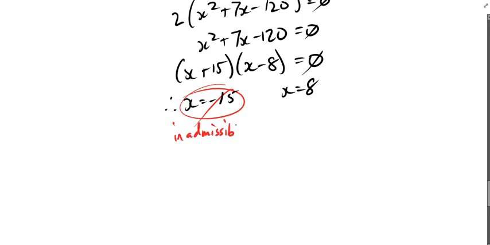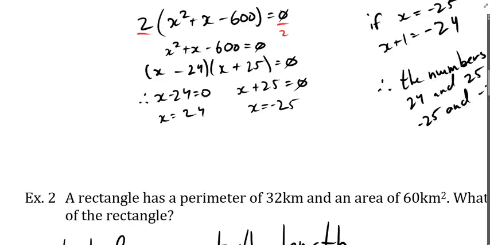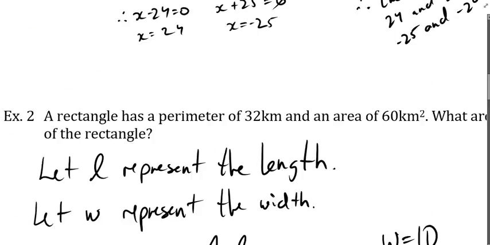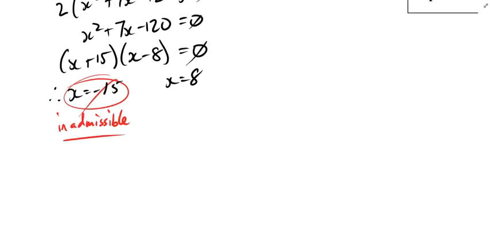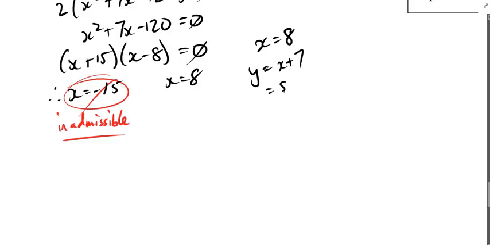Inadmissible. This does not mean that every negative answer is inadmissible. It's inadmissible because it's a length. Sometimes negative answers are inadmissible, sometimes they are not. Sometimes positive answers are inadmissible. You've got to think. So if x equals 8, y is x plus 7, 8 plus 7, which is 15. So the negative 15, when I flip it to a positive, was my other answer.